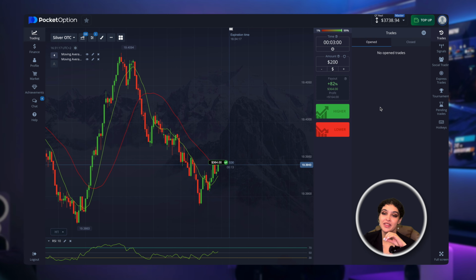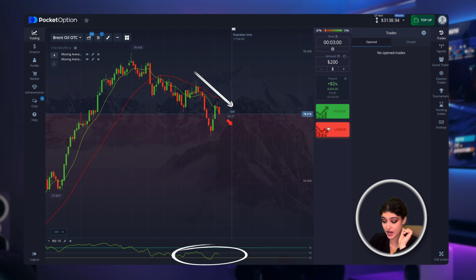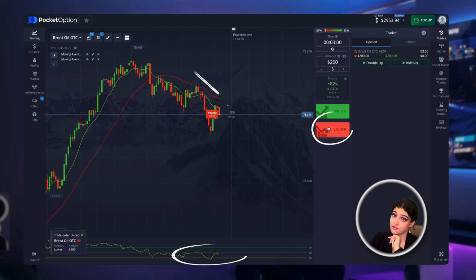Let's do the same with oil and make black gold our source of income. Again, we look at the RSI indicator. So we see the crossing of the lower yellow line, and the moving average curve shows us a clear downtrend. Take a trade and wait for the profit.